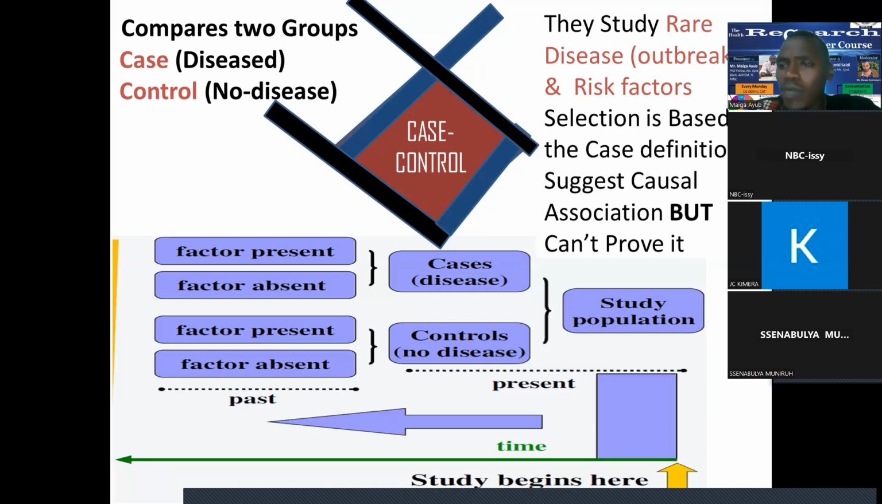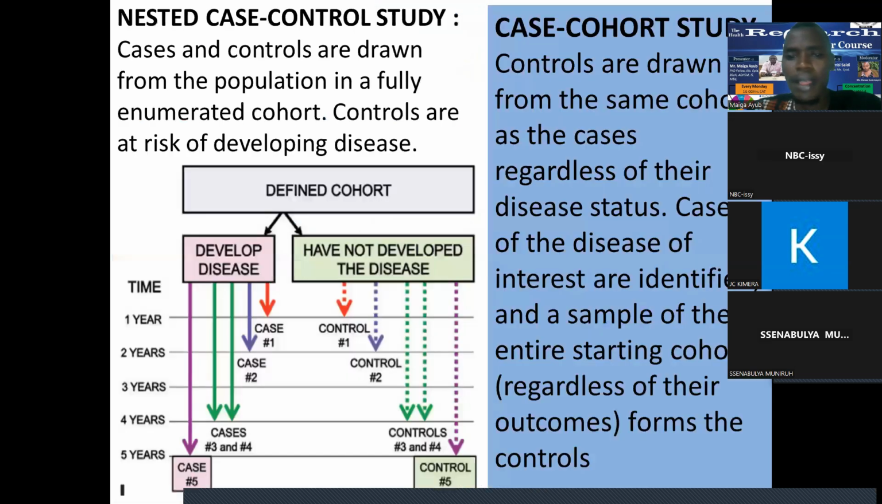Because these people ate a lot of things. How can you really prove that it was kalo, when some other people also ate kalo and didn't get the disease? So they don't really prove that association, or the causality cannot be proven, right? So we have what we call the nested case controls. A nested case control, you'll hear about them in the future as you do your research.